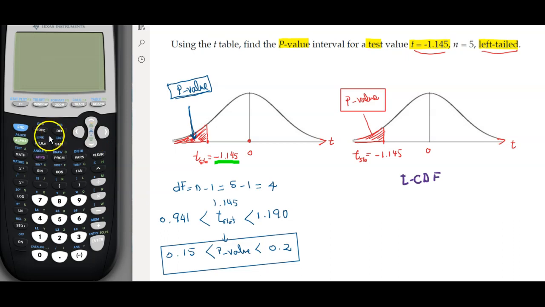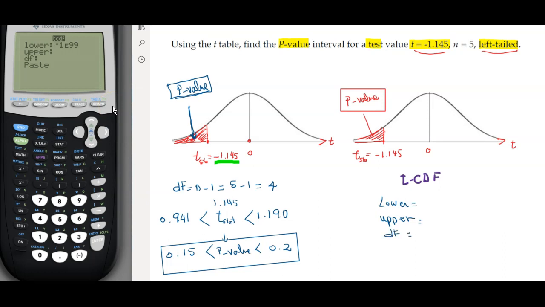TCDF. So to access it, you need to go to second vars, that's the distribution menu, and you're going to scroll down all the way to TCDF. So the menu will ask me to provide the lower end, the upper end, and degree of freedom.